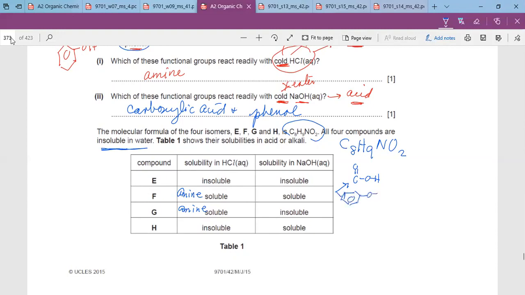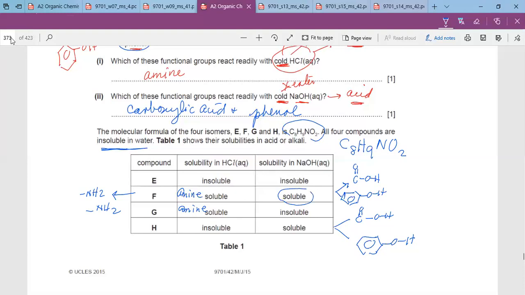Now here is where it is the same. Here, same. It can be your carboxylic acid or your phenol. So which is which? Now you use your brain. That's where you come in with the oxygen. Remember, for the amine here, there is no oxygen. Amine is just NH2.